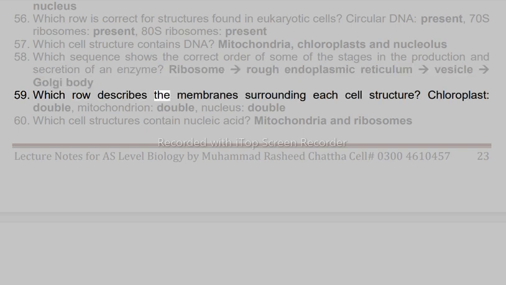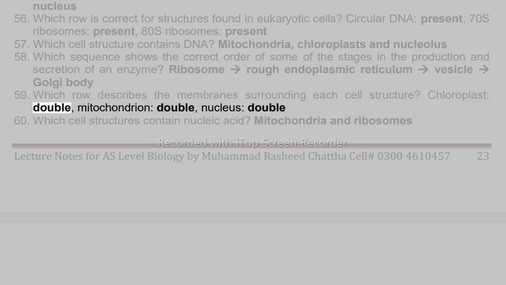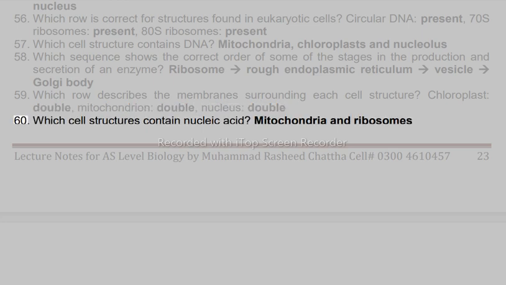59. Which row describes the membrane surrounding each cell structure? Chloroplast, double. Mitochondrion, double. Nucleus, double. 60. Which cell structures contain nucleic acid? Mitochondria and ribosomes.